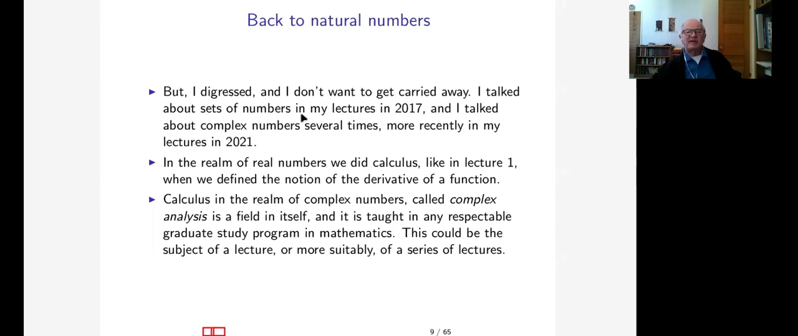I'm just saying that in the realm of real numbers, we did calculus. In the realm of complex numbers, we do something similar that's called complex analysis. That's a field in itself. But back to the natural numbers.